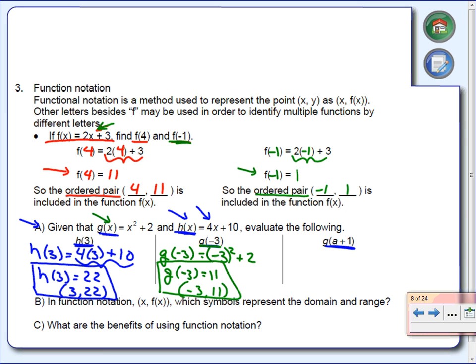Now the last one over there is the tricky one, because this time instead of just giving me a number, they gave me a letter and a number. But you guys have done this before. You've seen it back in Algebra 1.